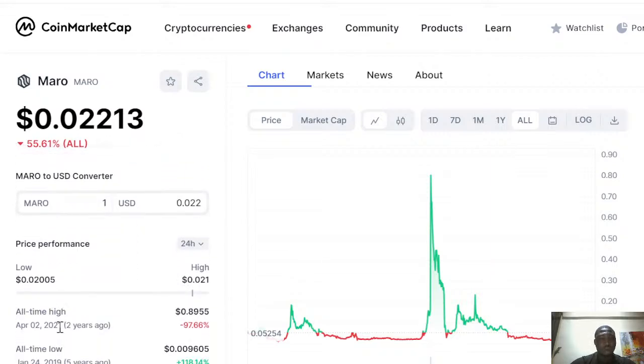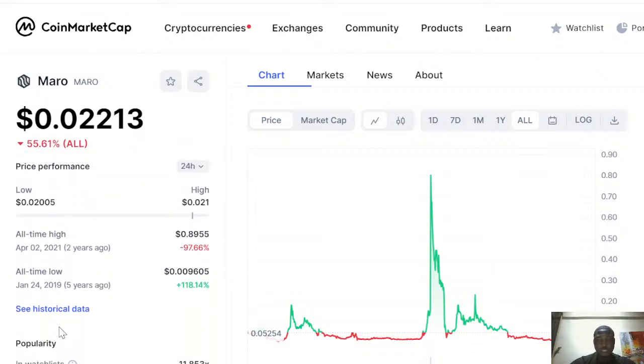Now let's check the all-time high and the all-time low. You can see it here. The all-time high was around 0.8. It actually got to 0.8. And the all-time low was around 0.009. That is the all-time.